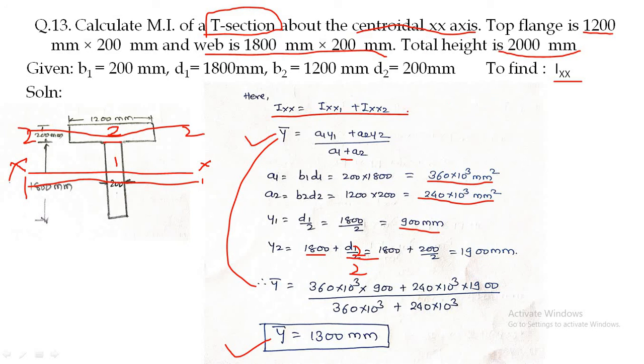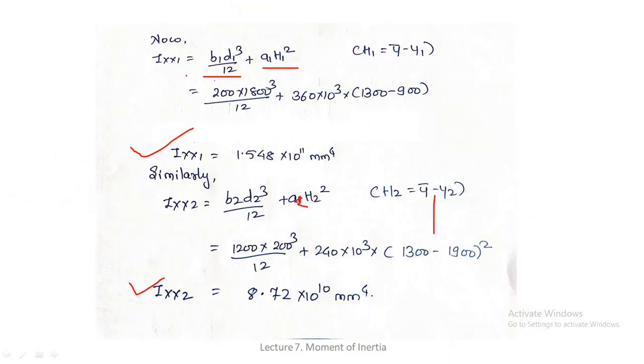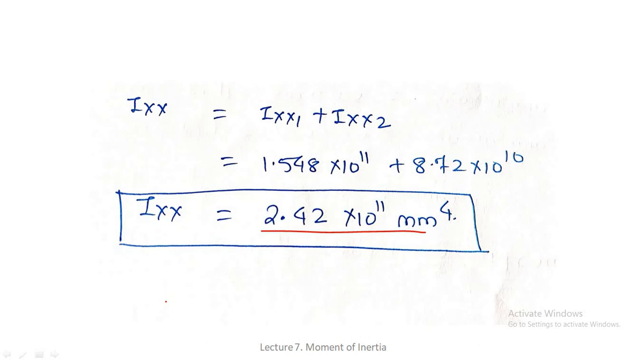There will be different methods in different books. The method I generally follow is addition: I am adding one section to another section, so Ixx is equal to Ixx1 plus Ixx2. Then we calculate y bar, then Ixx1, then Ixx2, and finally we add Ixx1 and Ixx2 and we get Ixx. In this particular case, the value of Ixx is 2.42 into 10 raised to 11 mm raised to 4.